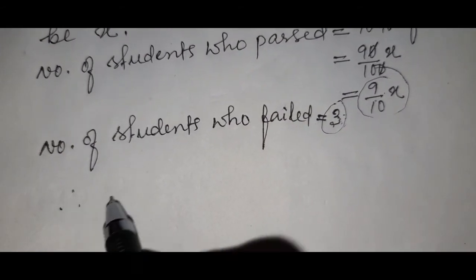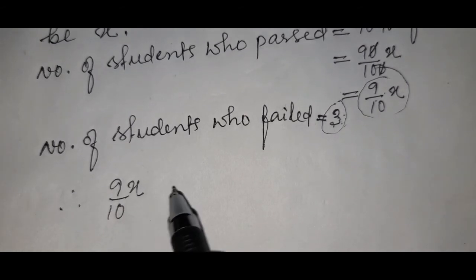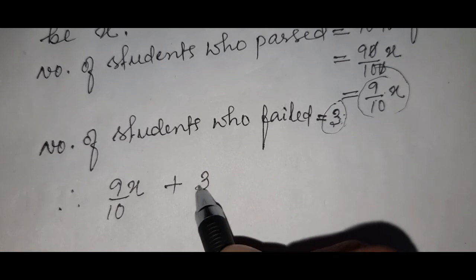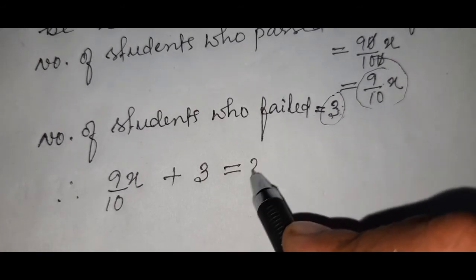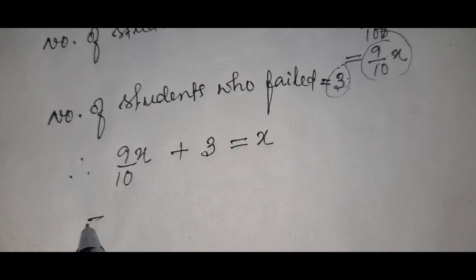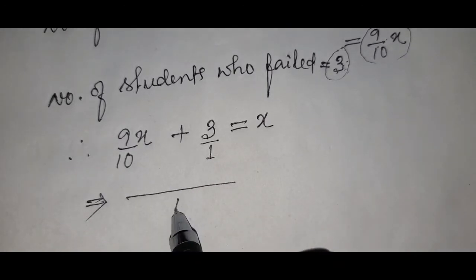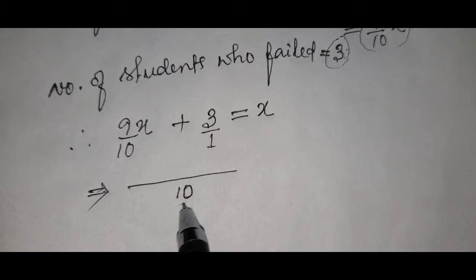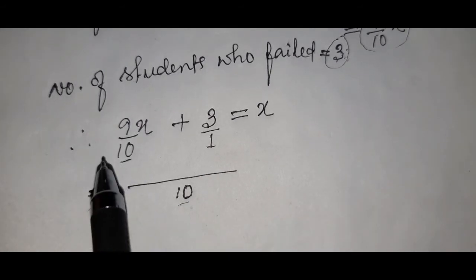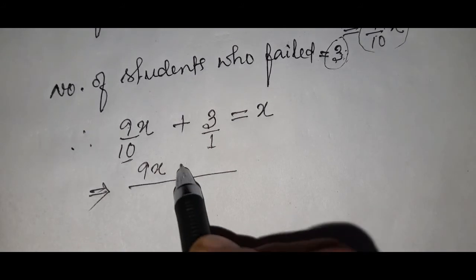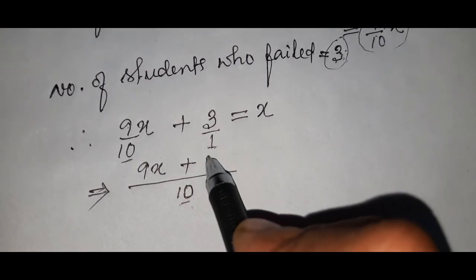So now you write here the number of students who passed in the examination is 9x by 10, and the number of students who failed in the exam is 3. If you take these two together, then you will get the total number of students, which is x. Now let's take LCM. The LCM of 10 and 1 is 10. This LCM divided by the denominator 10 gives 1, so 1 into 9x is 9x. Again, this LCM 10 divided by 1 gives 10, so 10 into 3 is 30.